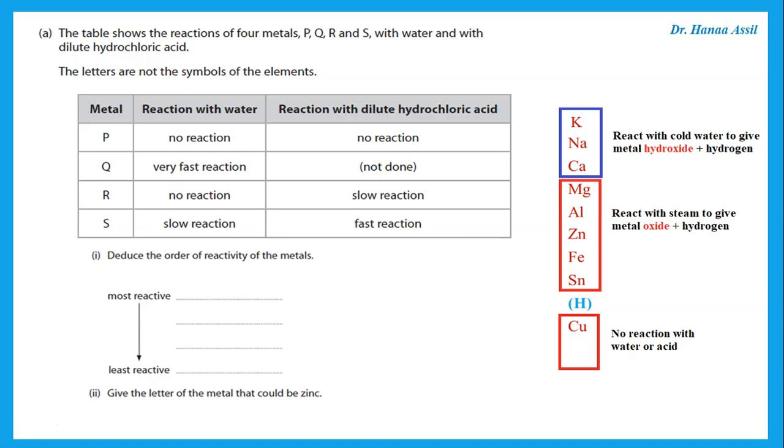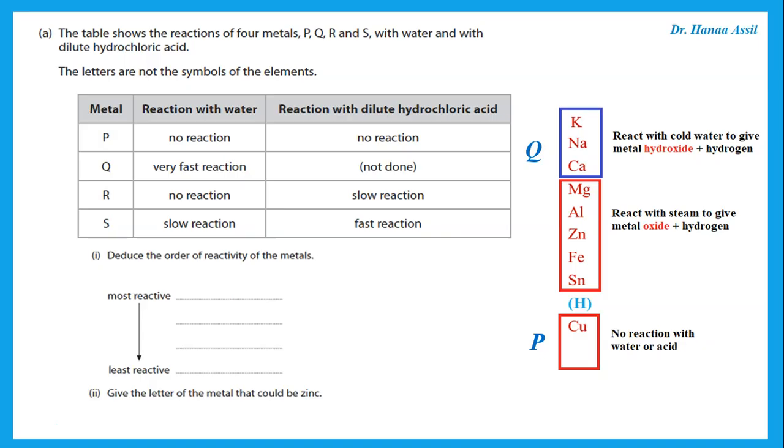or react with steam. So, if we look at P, it says P does not react with water, does not react with acid. Anything less reactive than hydrogen would not react with water or with acid. So P is probably below hydrogen in the reactivity series. Now Q is very fast, very reactive, so it is probably somewhere at the top of the reactivity series.